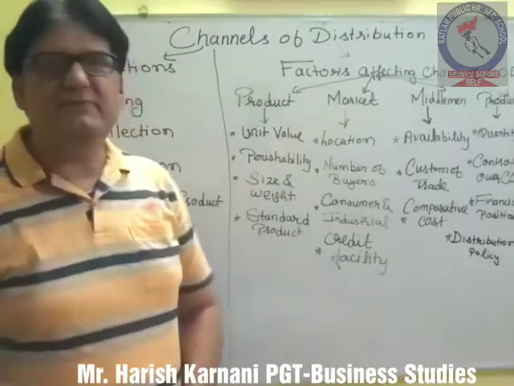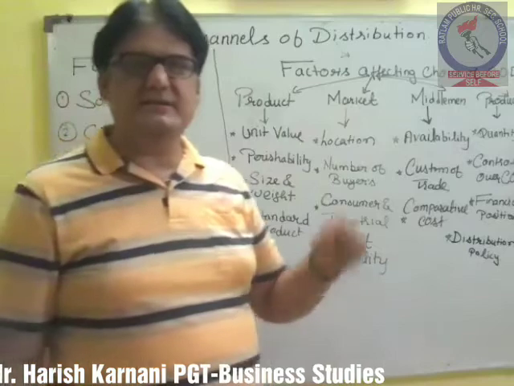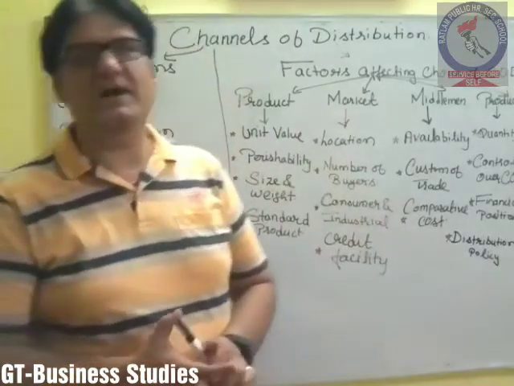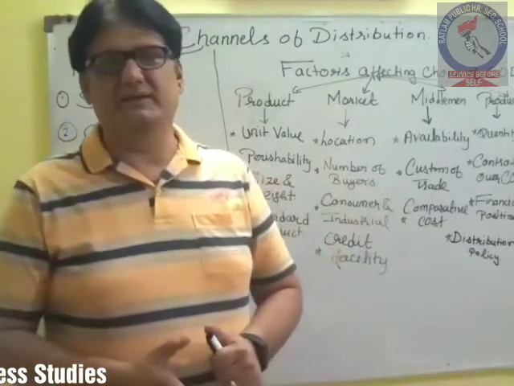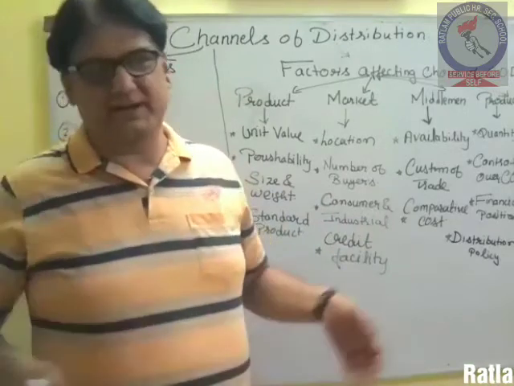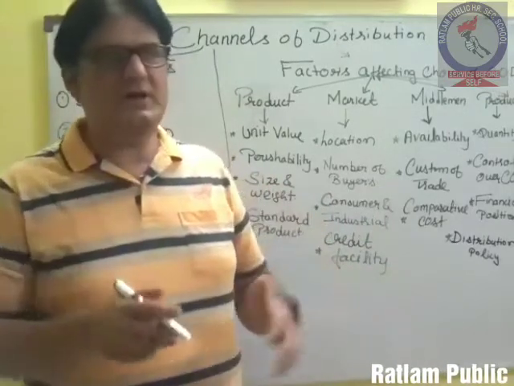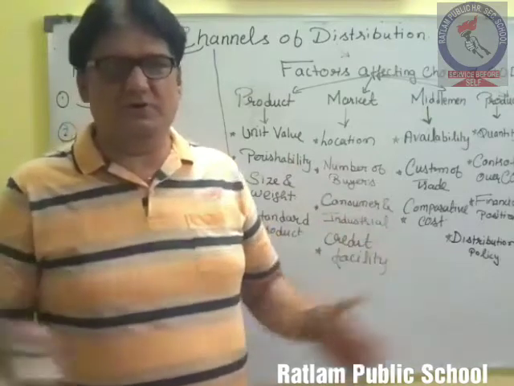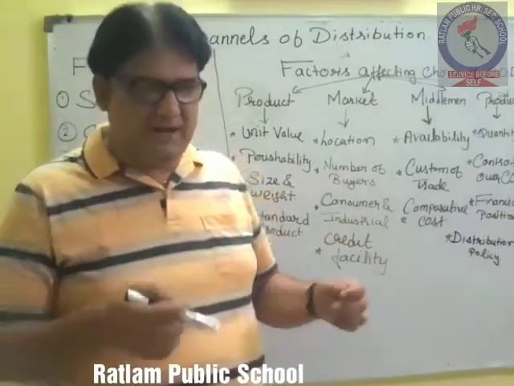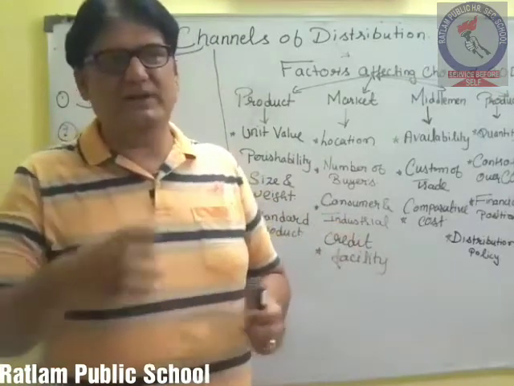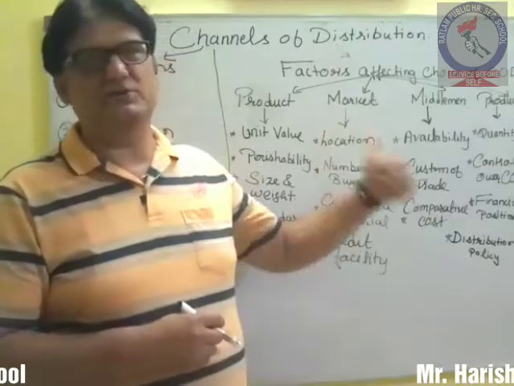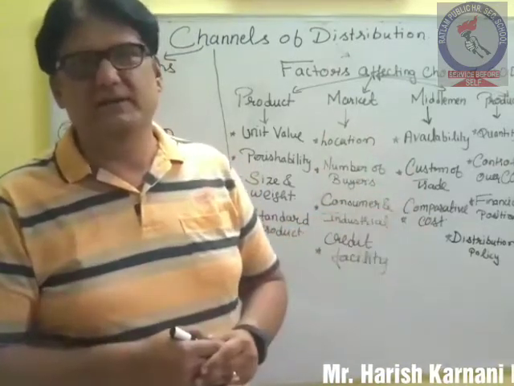Now market related factors. What are these? Location of the market. Scattered market, that means the market area is very long. If the market area is very broad and covers a lot of distance, there is a need of a channel of distribution. But if the market area is very short, where the direct sale can take place by the producer, then they will sell the goods directly in that market.